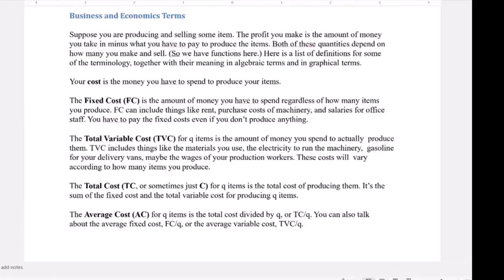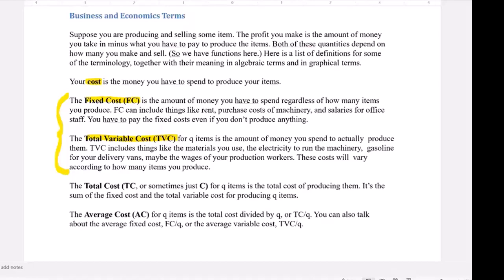So cost. Cost is the money you have to spend to produce your item. And here they're talking about two different kinds of costs. There's one called fixed cost and total variable cost. They both are how much it's going to cost you to produce the item, but one stays the same if you produce one item or a million items, and the other one changes depending on the amount of items you make. Let's really talk about this for a minute and see how they differ.